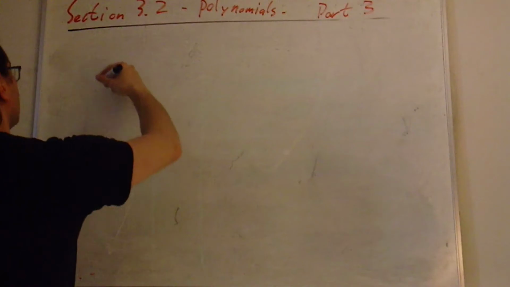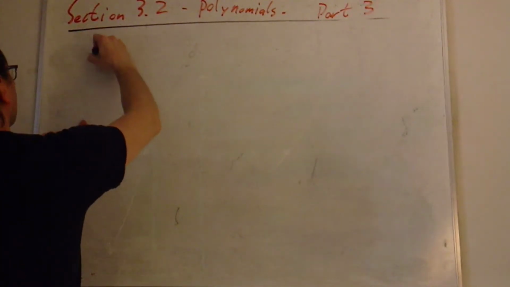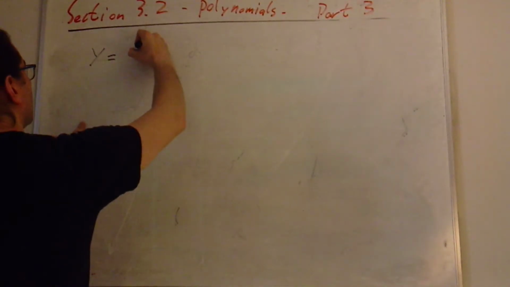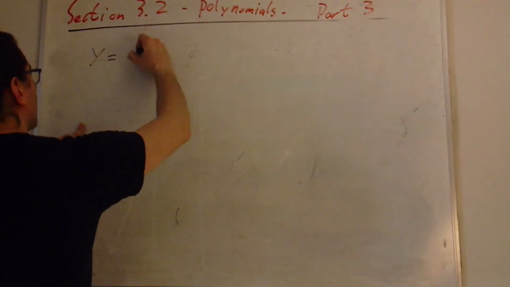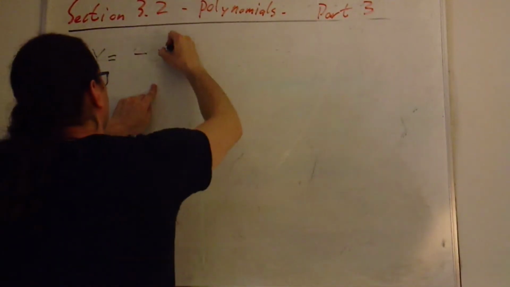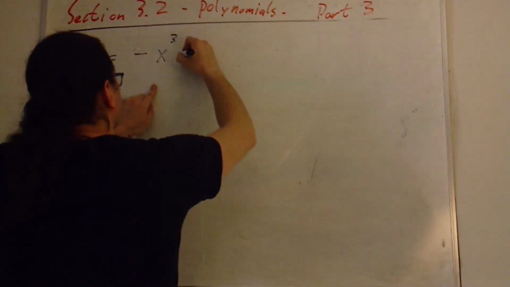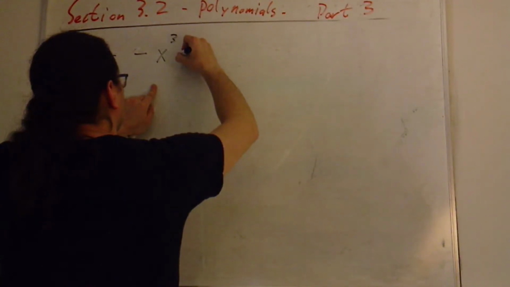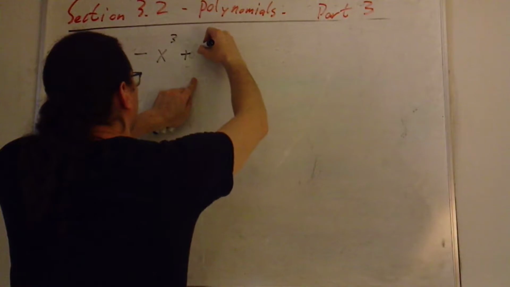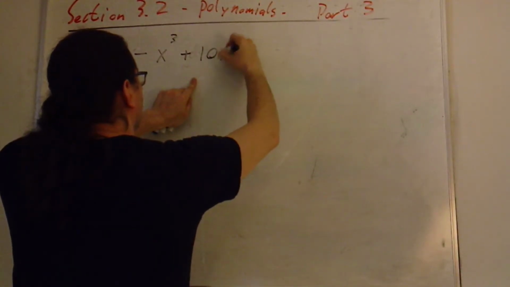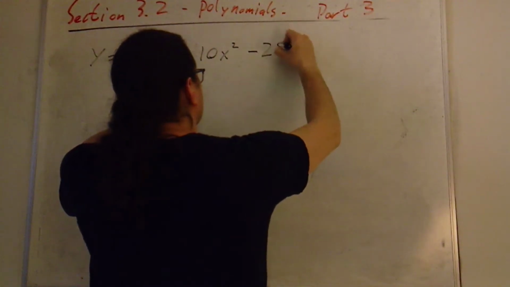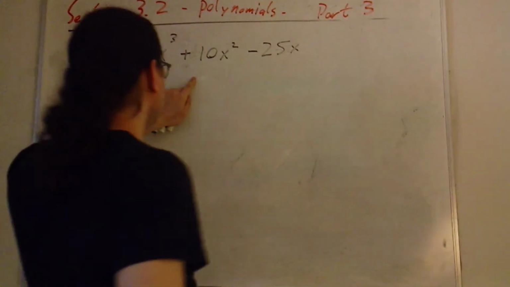Let's do y equals, let's make it negative first of all. Negative x cubed plus 10x squared minus 25x. Let's do this one.